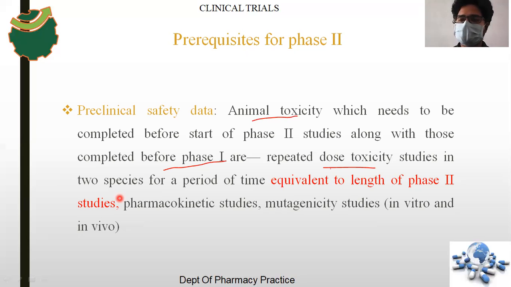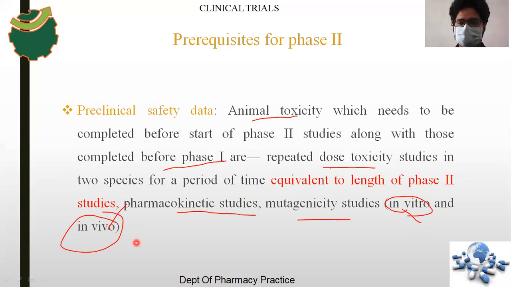And if you are using a drug in humans for 3 months, that drug should be used in animals for 6 months. So like this, there should be an equal and improved length, almost equivalent lengths, which are needed for phase 2 of clinical trials. Okay. Next, pharmacokinetic studies. We should have data from pharmacokinetic studies, mutagenicity studies, both in vitro and in vivo studies are needed to be done, right? So in vitro is nothing but in compound models, and in vivo means in living things.